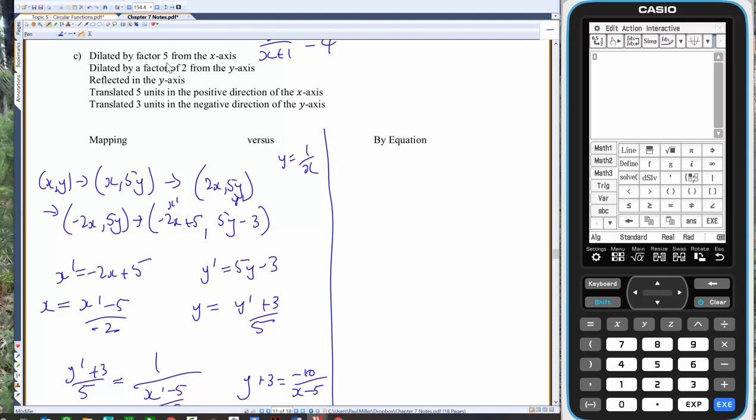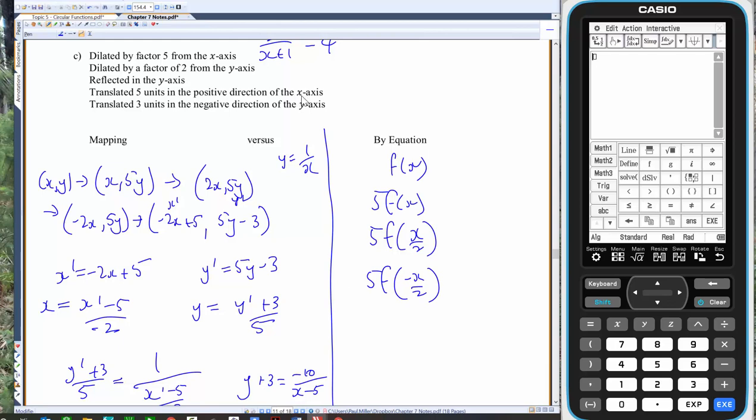All right, so dilated by a factor of 5 from the x-axis. So what that's going to be, if we start with f of x, dilation by a factor of 5 is going to be 5 f of x. Then what we're going to do is dilate by a factor of 2 from the y. So that's going to be y equals x on 2. Okay. We're going to reflect in the y-axis. So that's going to be 5 f of x on 2. Translated 5 units in the positive direction of the x-axis.